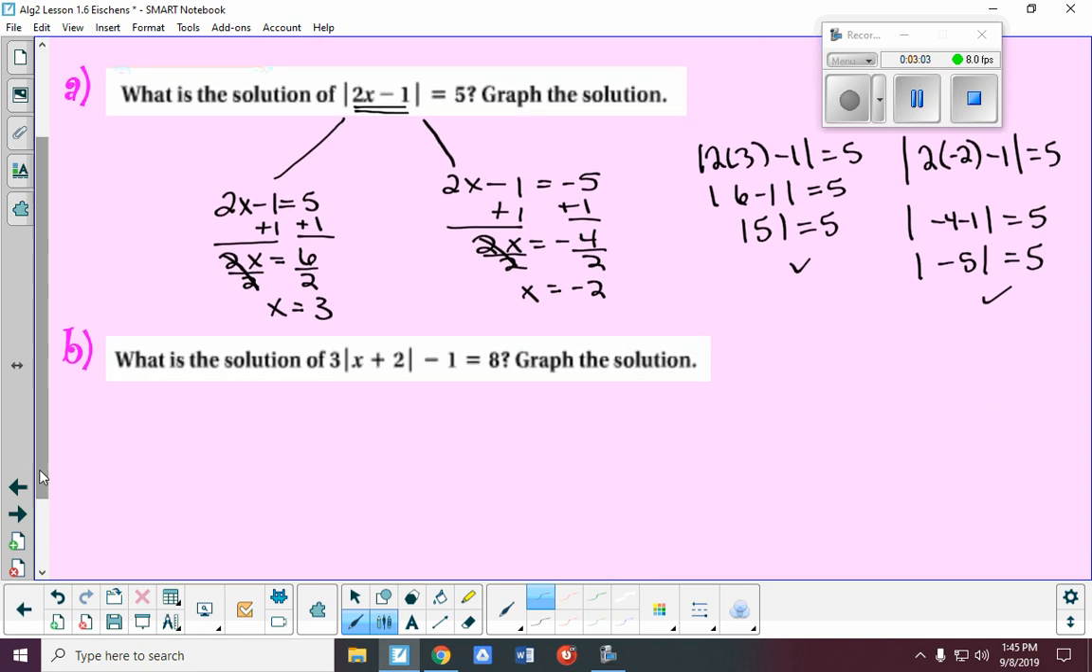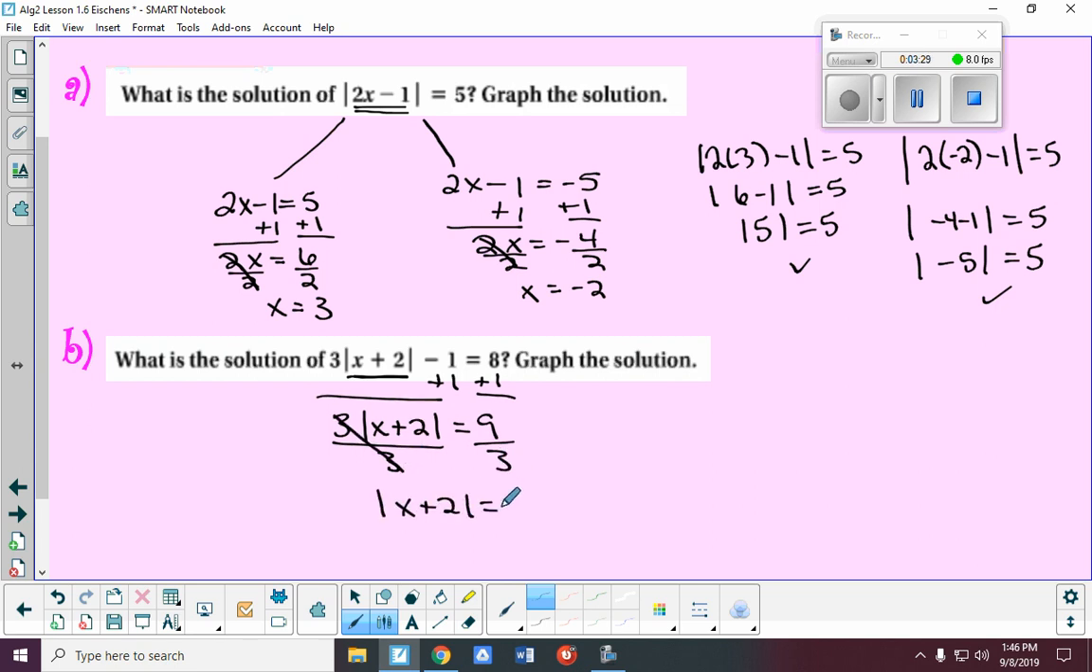When we're solving absolute value equations, the absolute value part is kind of like when you're solving for a variable, where you want to isolate that first before you set up your new equations. So what you'll want to do is first we'll add 1 here, and then we'll divide both sides by 3. So you have the absolute value of x plus 2 is equal to 3.